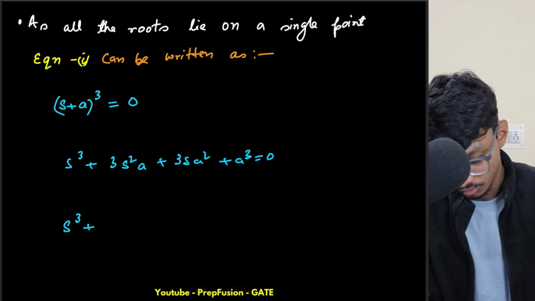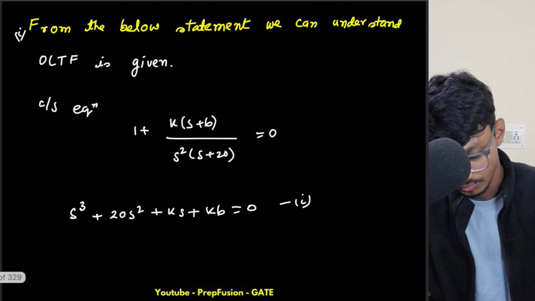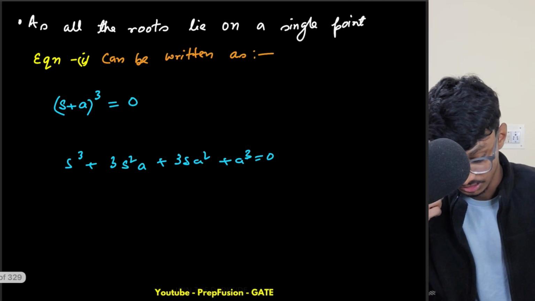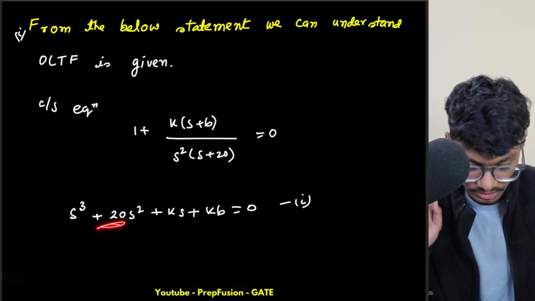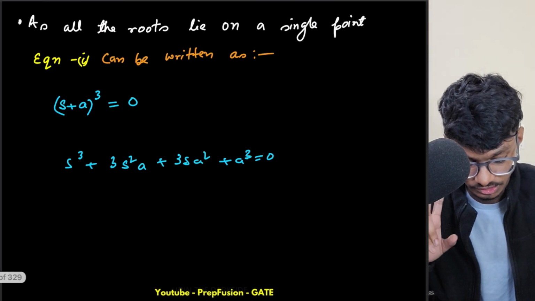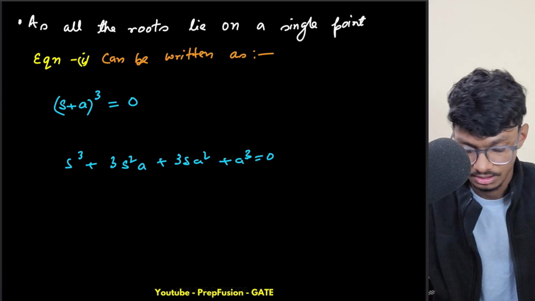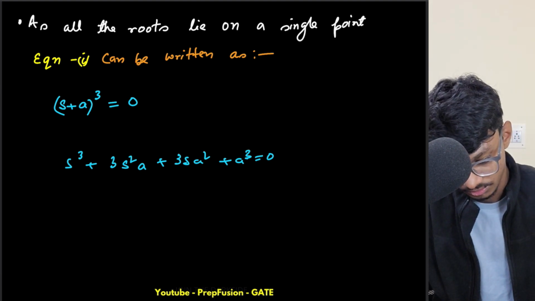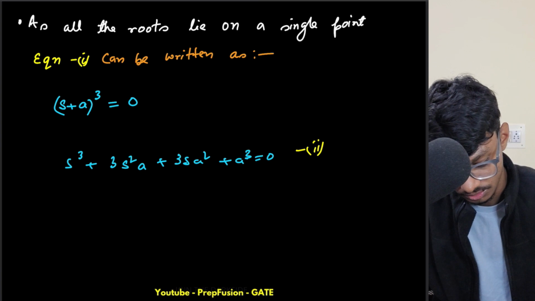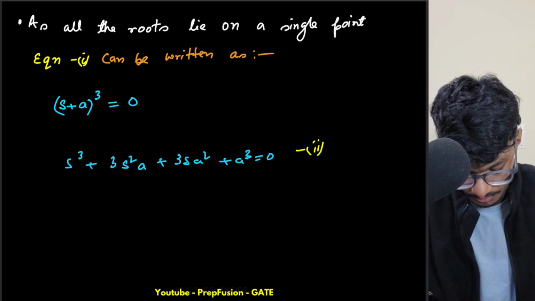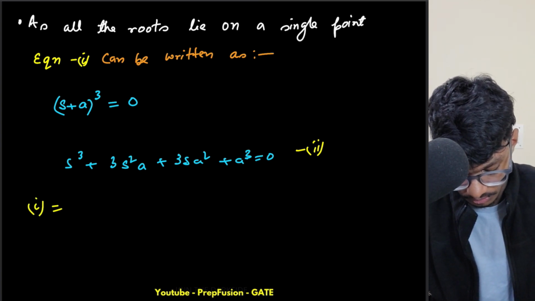And yeah, so this one we can compare here. S cube has coefficient 1, that is fine, but s square has coefficient 20, and this has coefficient 3a. So 3a, so this is 2, equating coefficients of 1 equals to 2.